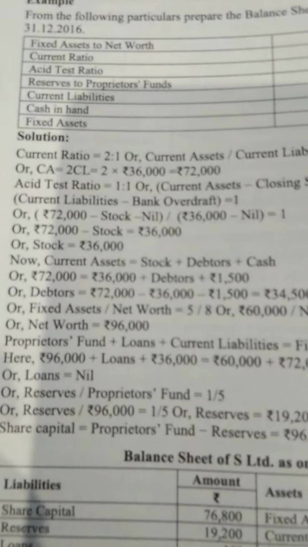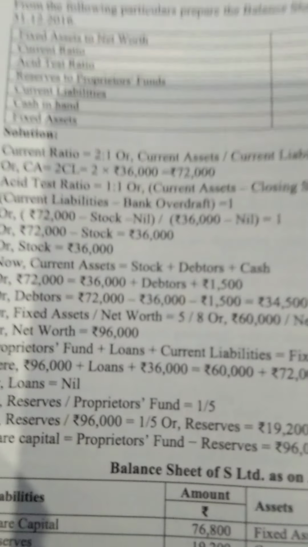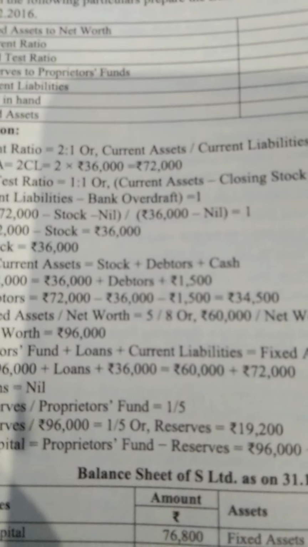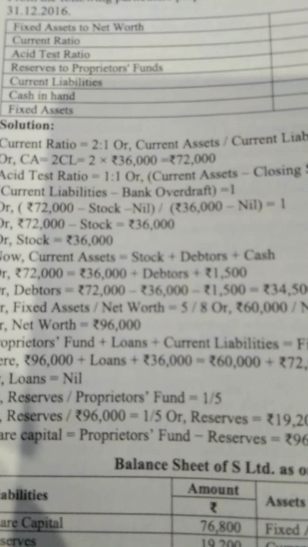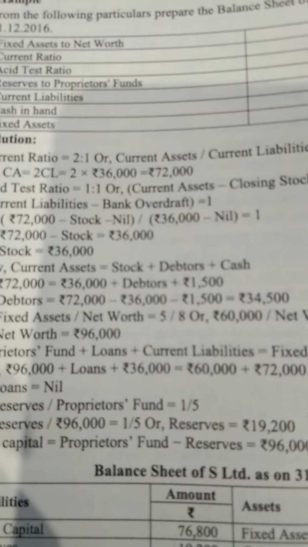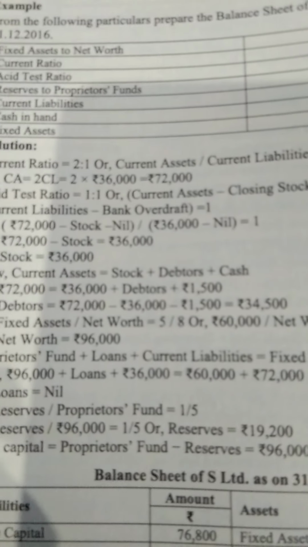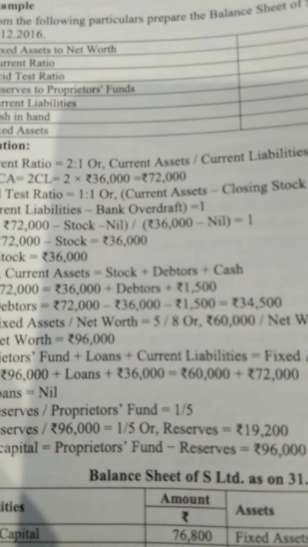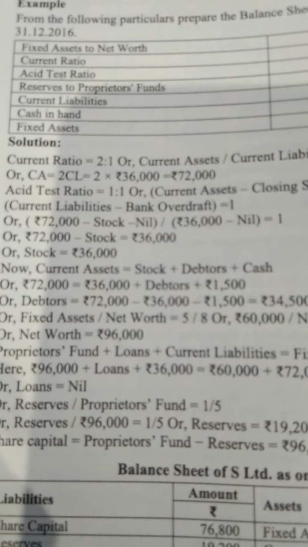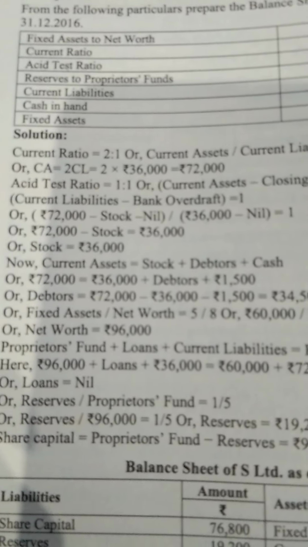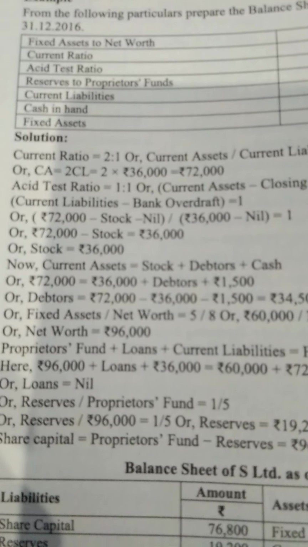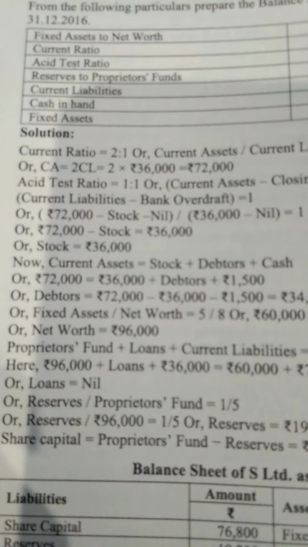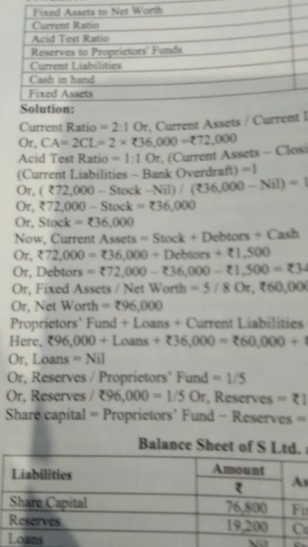Likewise, current liabilities minus bank overdraft. As the bank overdraft information is also not given, it has been considered as nil. Therefore the equation ultimately becomes (72,000 minus stock) by 36,000 equal to 1. If we multiply it, 72,000 minus stock equals 36,000. Ultimately stock becomes 72,000 minus 36,000, that is 36,000.